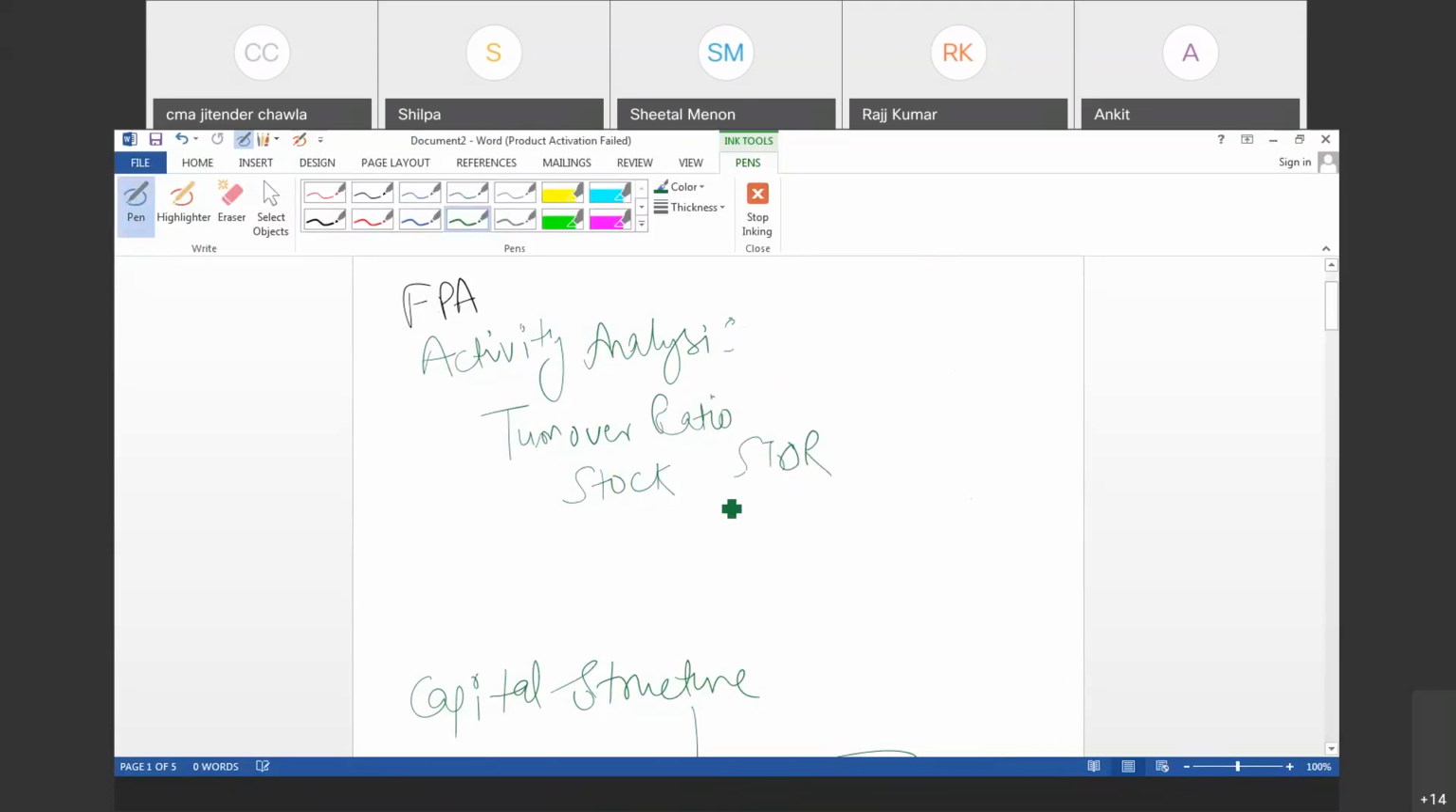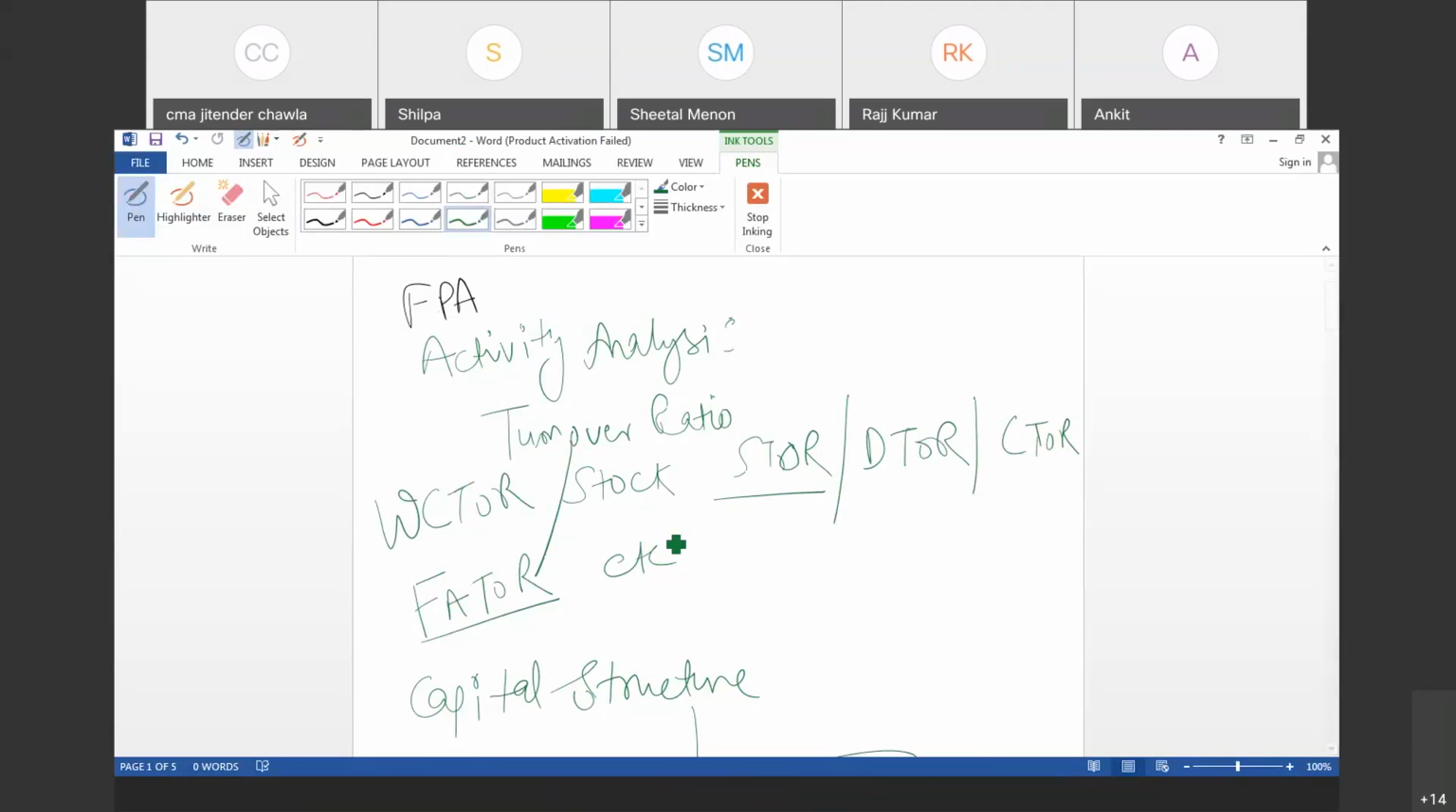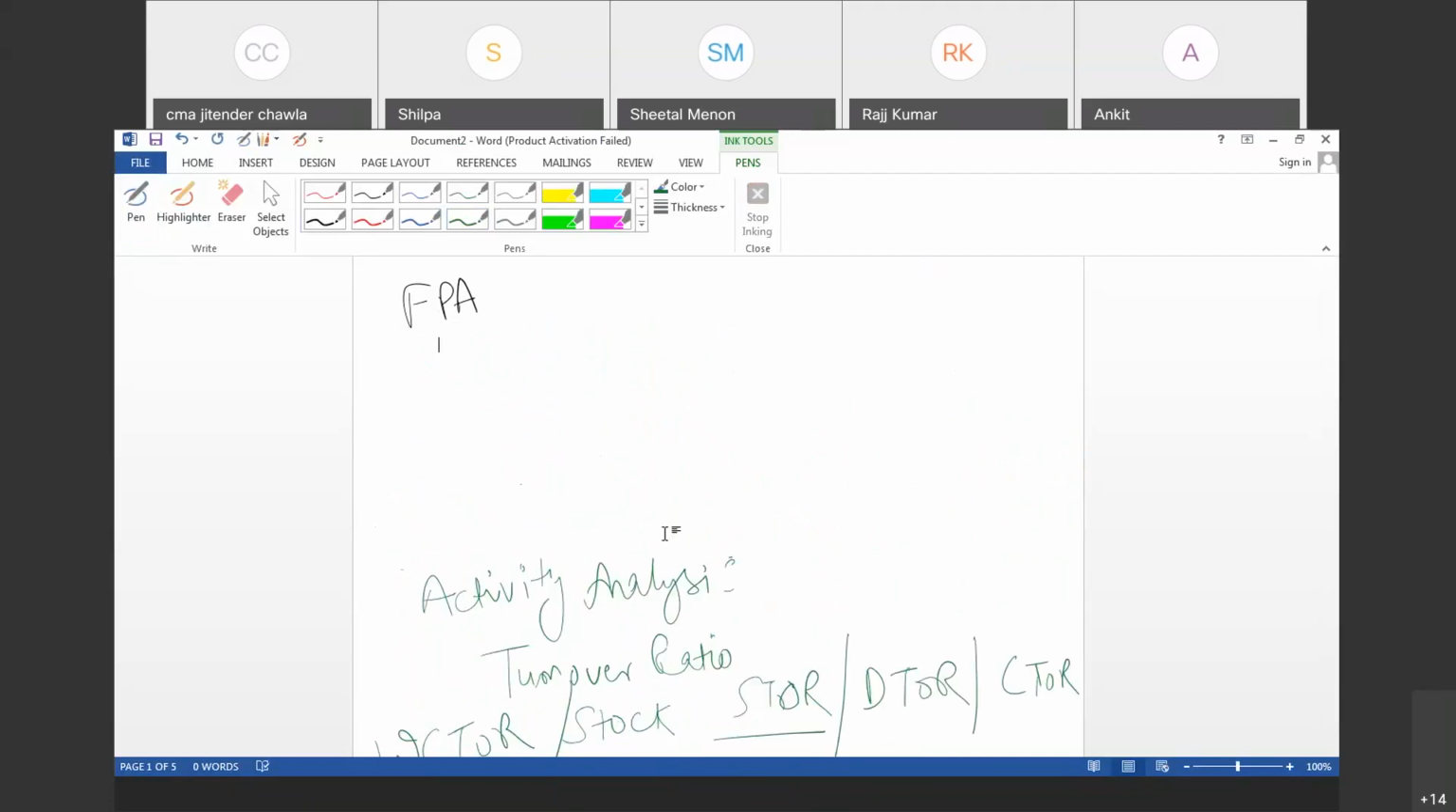STOR, DTOR, CTOR, right? Stock turnover ratio, debtor turnover ratio, working capital turnover ratio, fixed assets turnover ratio, and so on. And profitability analysis. We already talked about NP ratio, GP ratio, profitability, return on equity, return on investment, etc.